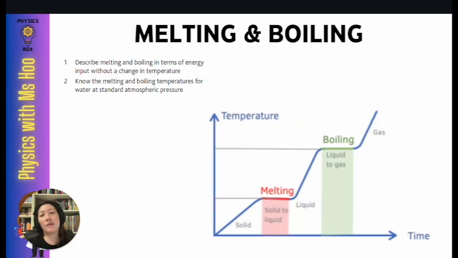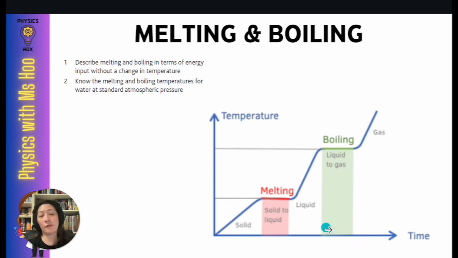You also need to know about melting and boiling. You have to be able to describe melting and boiling in terms of energy input without a change in temperature. So when materials undergo melting or boiling, which are changes in state, they will absorb heat, but there's no change in temperature, as shown here in this heating graph.